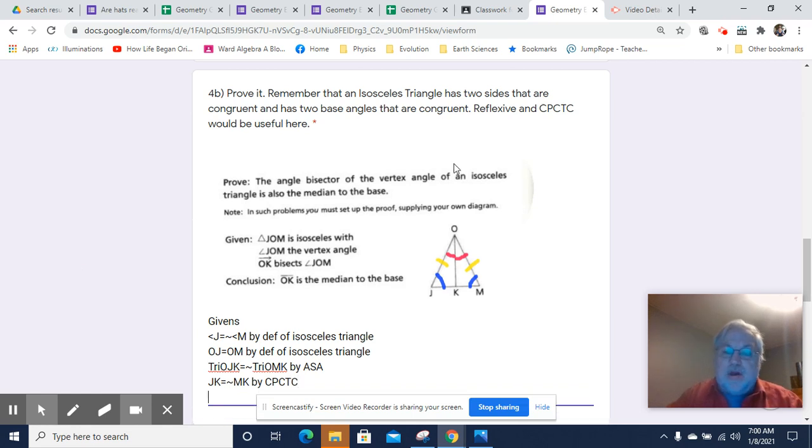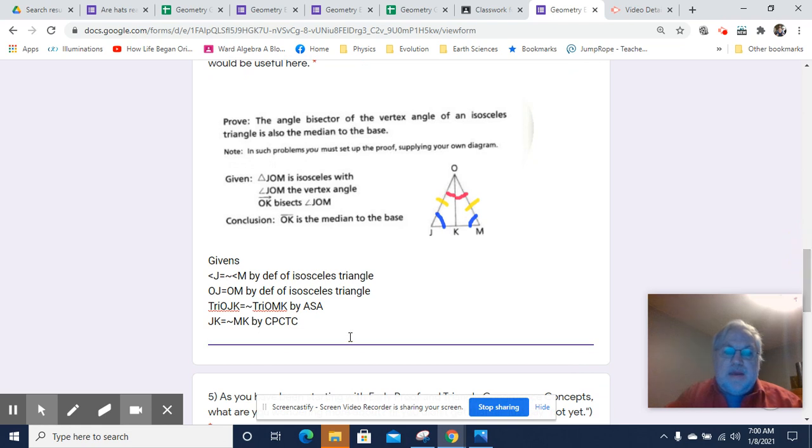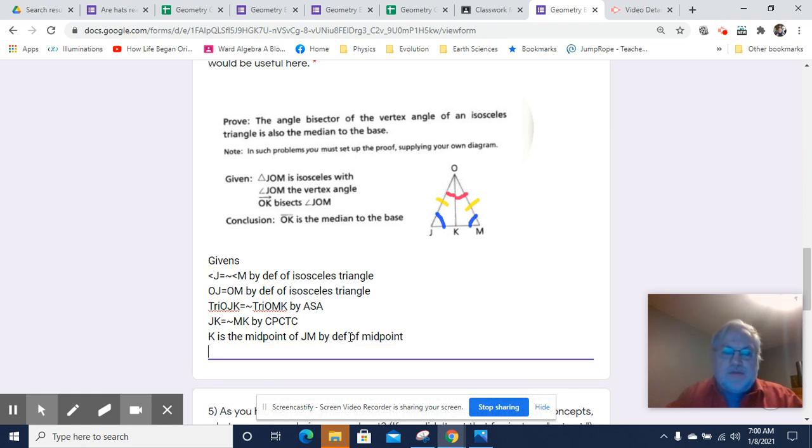Corresponding parts of congruent triangles are congruent. And then finally, because we can say that, we can say that K is the midpoint of JM, by definition of midpoint. And once we've established that that's the midpoint, we can finally say that OK is the median to the base, JM, by definition of a median, because a median is a line that goes from one vertex of a triangle to the opposite side and bisects the opposite side.